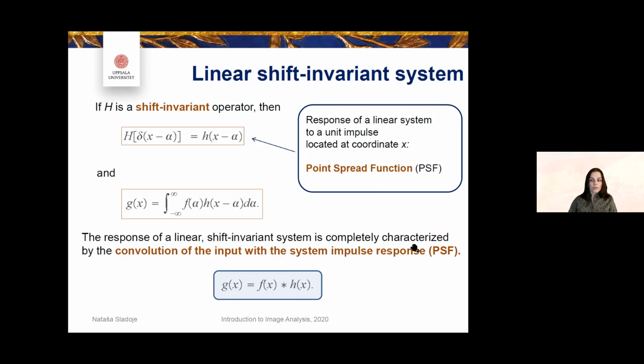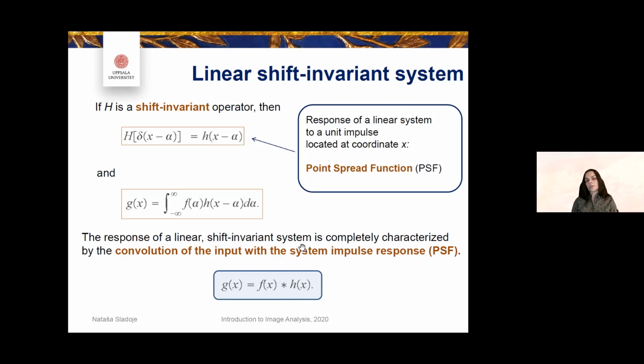Or expressed as written here, the response of a linear shift invariant system is completely characterized by the convolution of the input and the system impulse response, the system's point spread function. Point spread function: the response of a system to a unit impulse located at a coordinate x.